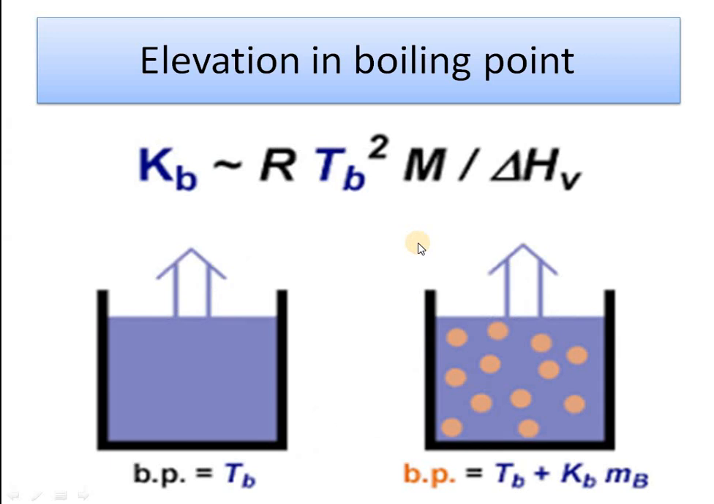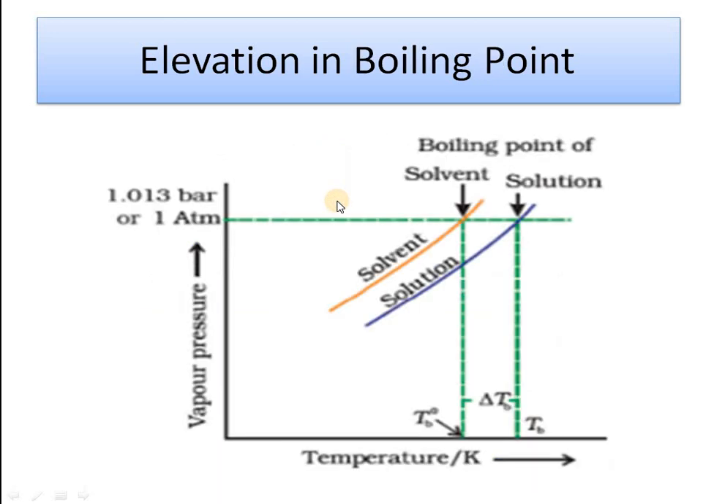Next, Kb depends on certain factors like TB square and delta H vaporization. Normally this is not asked, but you should know the relationship. Elevation of boiling point depends on the square of the boiling point temperature. Now see the curves. This is the curve between vapor pressure and temperature. Take TB naught for the solvent at atmospheric pressure. When the pressure exerted by the solvent molecules equals atmospheric pressure, that temperature is known as the boiling point.